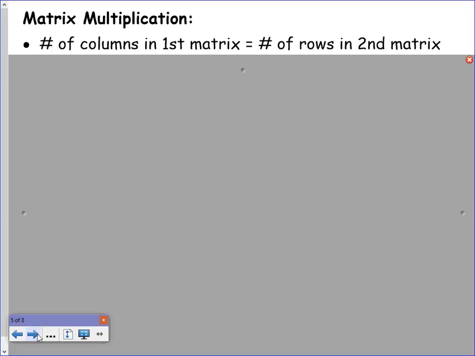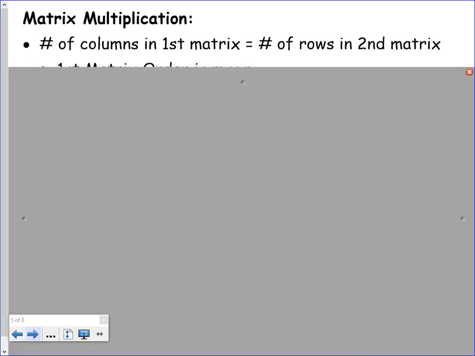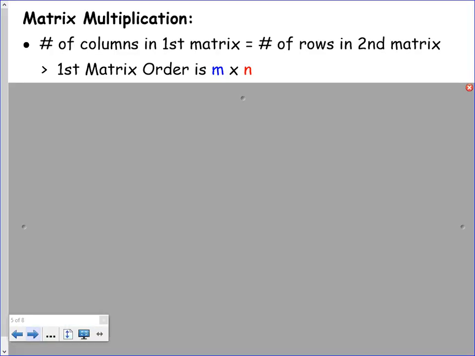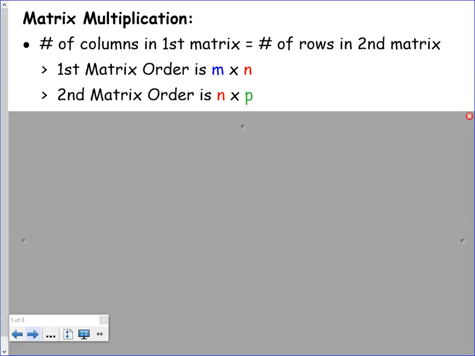So for example, suppose your first matrix has the dimension or the order m by n. It has m rows and n columns. In order to be able to multiply that with a second matrix, because I have n columns in the first one, my second matrix must be some n by p. Okay. Now, what is p? We don't know. It could be the same as n, or it could be a totally different number. The key there is just that the columns in the first match the rows in the second.